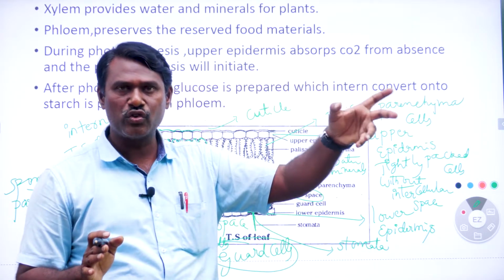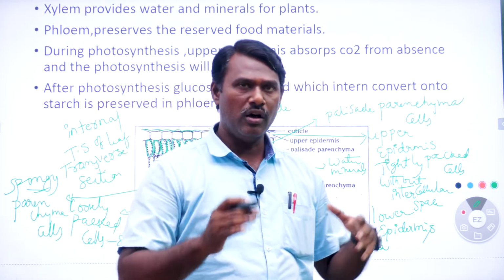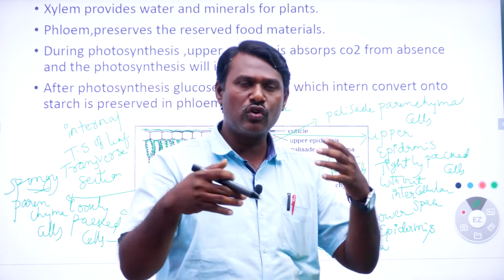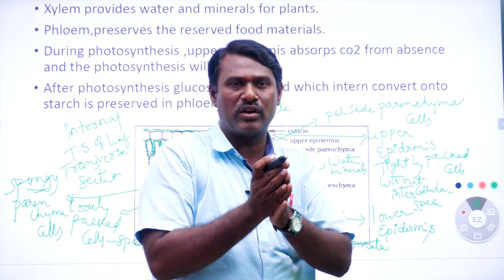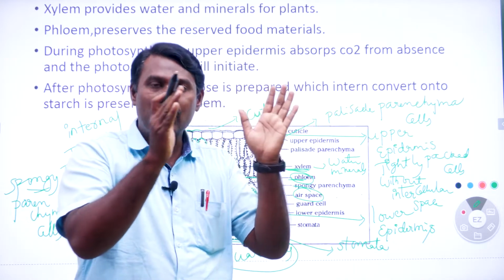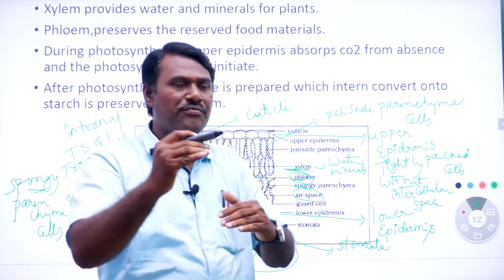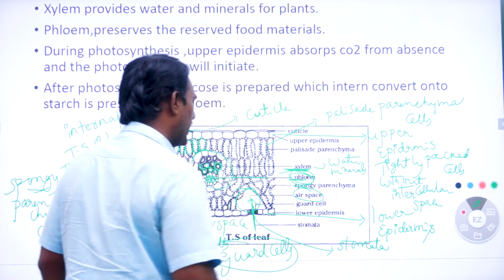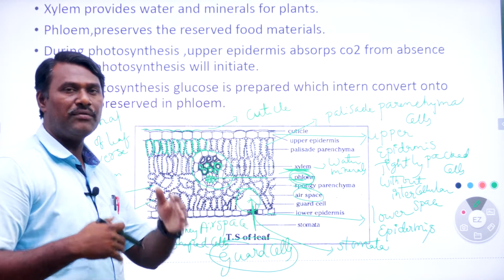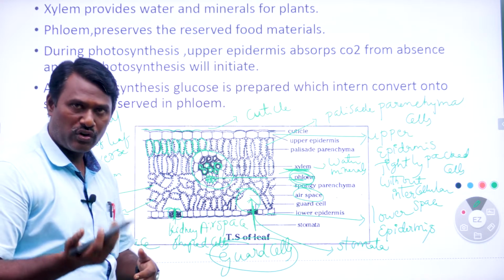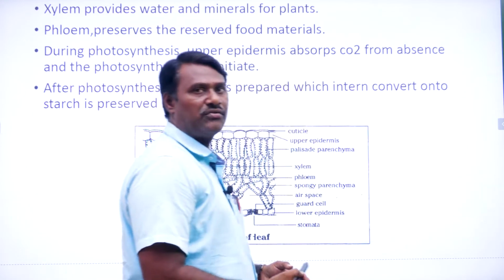So xylem is useful to conduct water and minerals. Phloem is useful to preserve the food material. So after photosynthesis, glucose is formed. That glucose formed after the photosynthesis process is converted into starch. Okay. And finally, that starch is preserved in the phloem. Okay. So this is about the complete process of photosynthesis and how the factors are taken by the leaf for the photosynthesis process. Okay. So this is about the internal structure of the leaf.